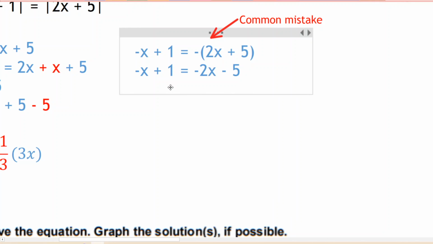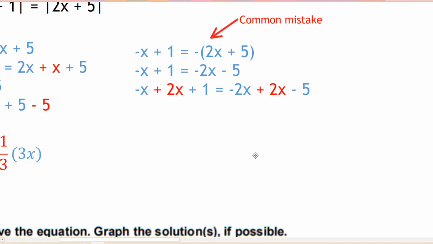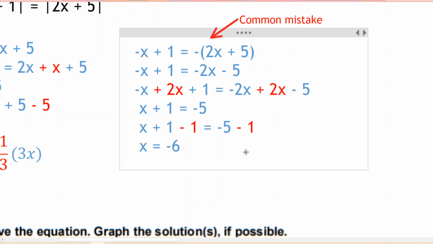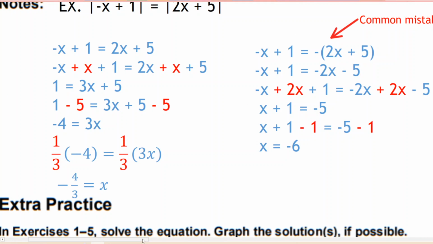Now taking a look at this one, which is smaller, negative x or negative 2x? Well, actually, the smaller of the two is negative 2x. So I'm going to take this opportunity to add 2x to both sides of the equal sign. That gets us to x plus 1 equals negative 5. We'll subtract 1 from both sides. And that gets us to the solution x equals negative 6.